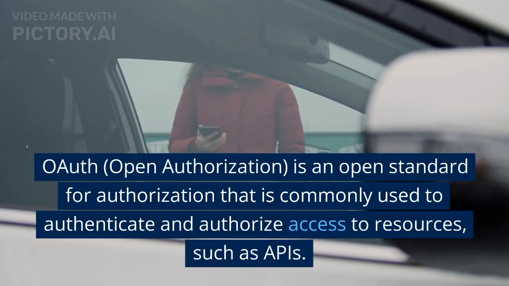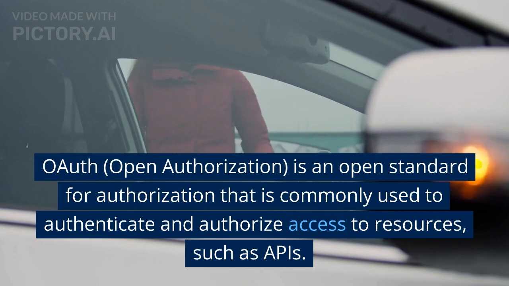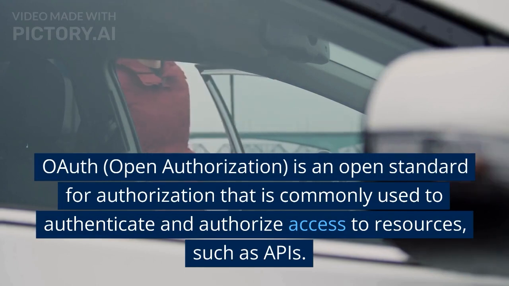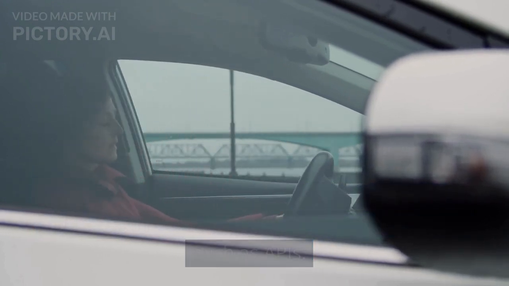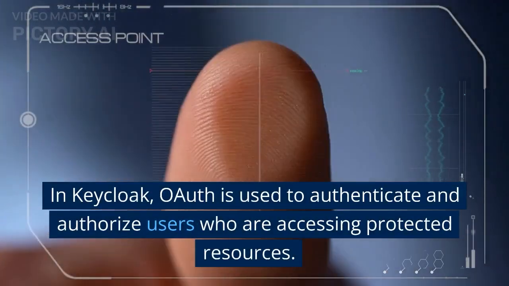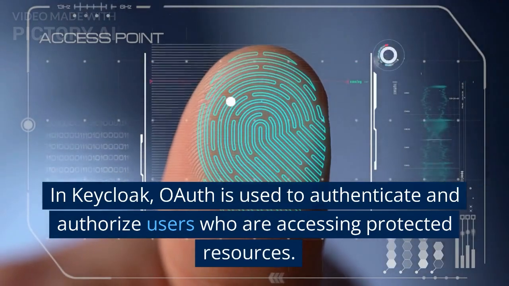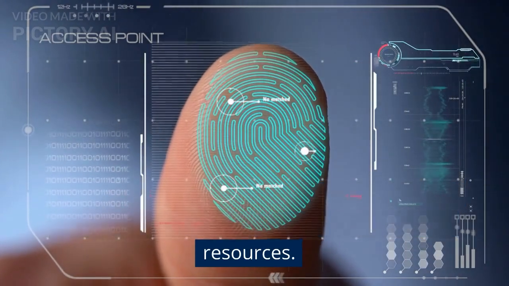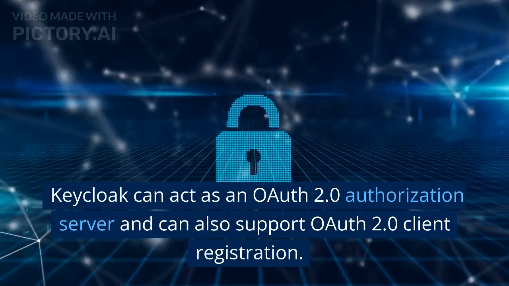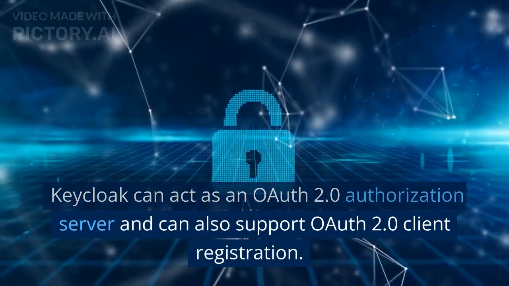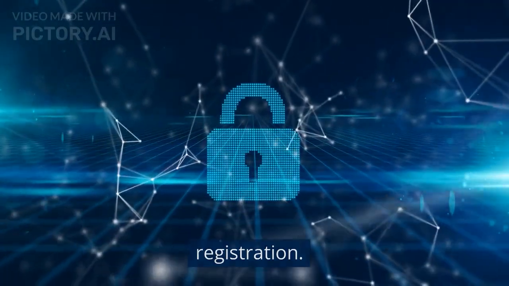What is OAuth in Keycloak? OAuth, Open Authorization, is an open standard for authorization that is commonly used to authenticate and authorize access to resources, such as APIs. In Keycloak, OAuth is used to authenticate and authorize users who are accessing protected resources. Keycloak can act as an OAuth 2.0 authorization server and can also support OAuth 2.0 client registration.